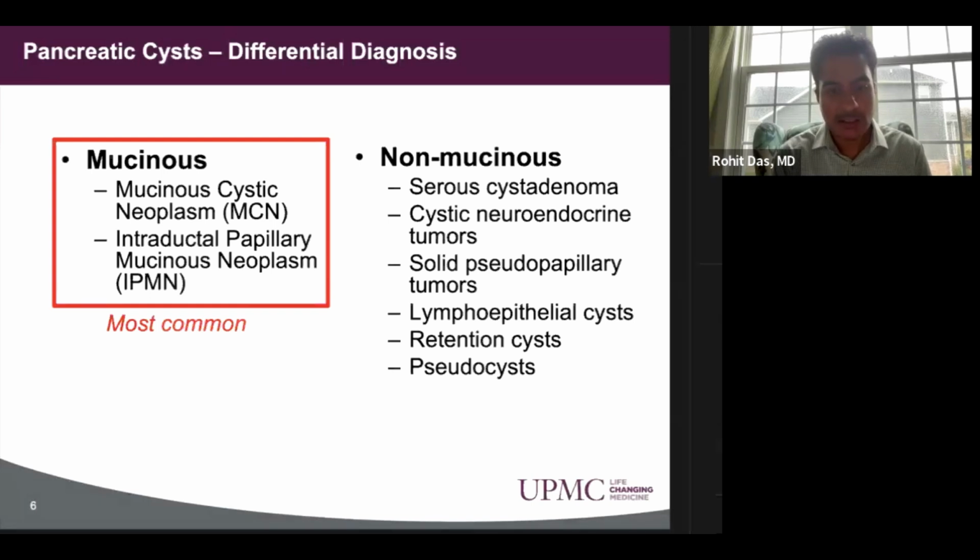So because of the different prognoses of different types of pancreatic cysts, the goal of diagnostic evaluation is really to tease out the type of cyst so that we can better educate patients about what the next steps are, and also, in the case of mucinous cysts, to help determine the risk of malignant potential down the line.